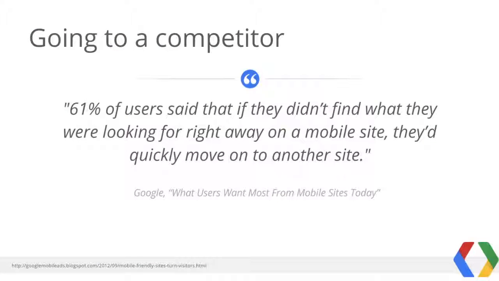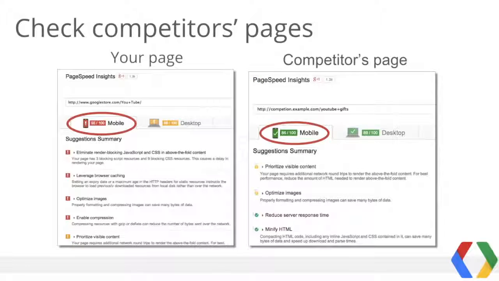If you're still not inspired to make some of these quick improvements, please note that according to What Users Want from Mobile Sites Today, 61% of users said that if they didn't find what they were looking for right away on a mobile site, they'd quickly move on to another site. That's why a fun activity is to compare your page in PageSpeed Insights with your competitor's equivalent page.